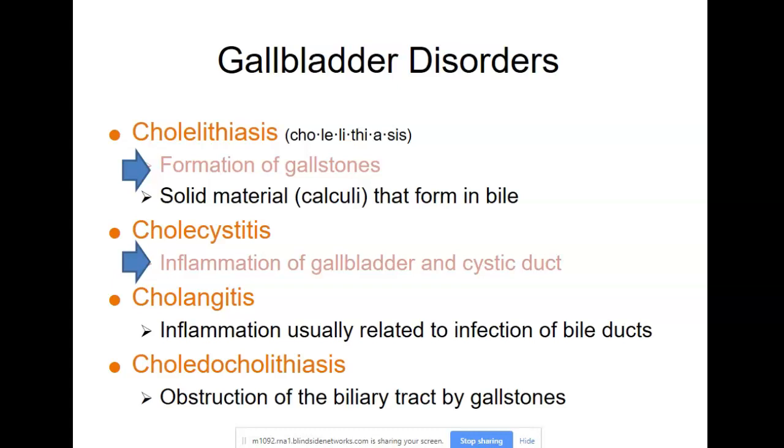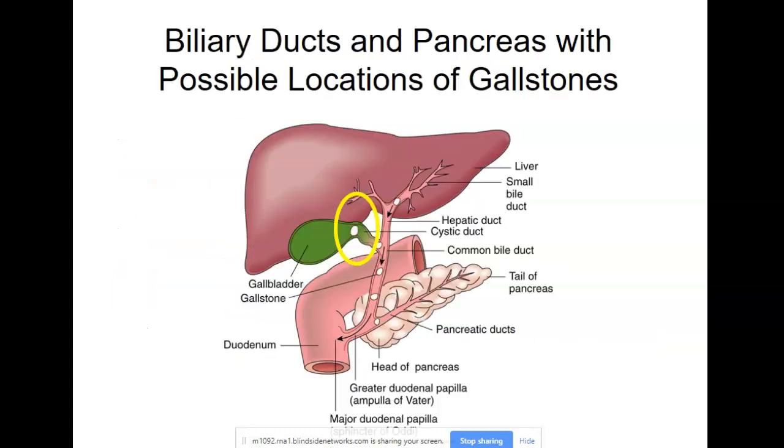You can also develop something called cholecystitis, and this is basically chronic inflammation of the gallbladder and the cystic duct. I'll show you what this looks like in a slide or so. Then you can also develop something called cholangitis, and this is inflammation of the bile ducts in general. And then you have everything put together, which gives you complete obstruction of the biliary tract by the gallstones. So here is what I mean.